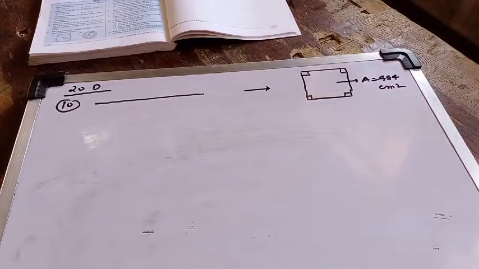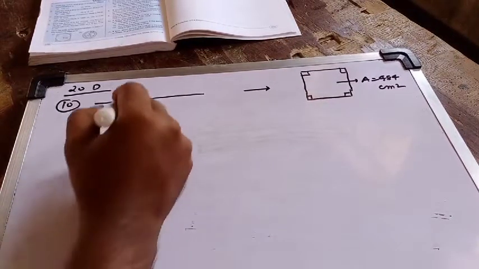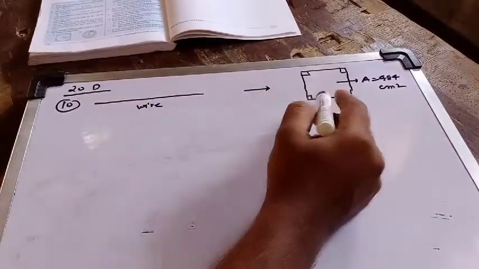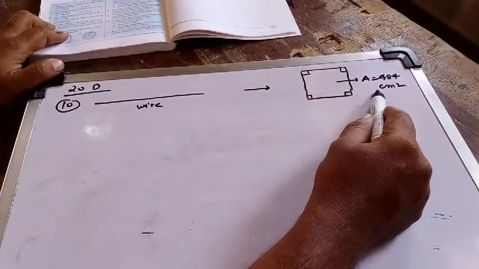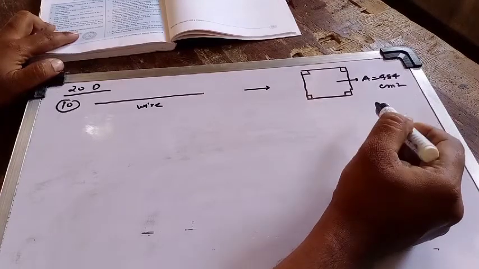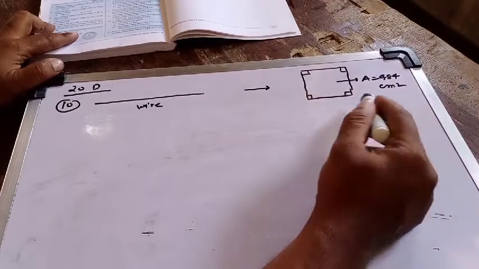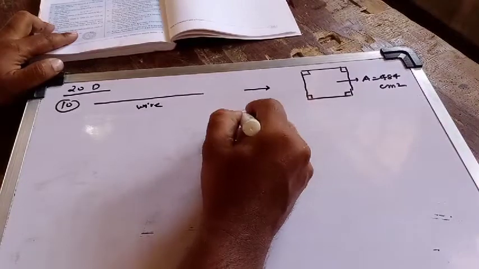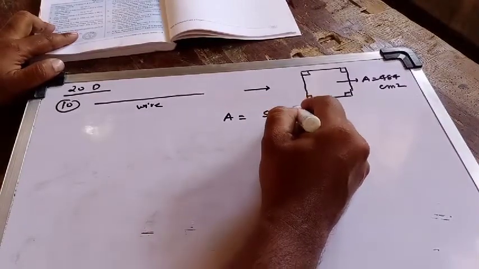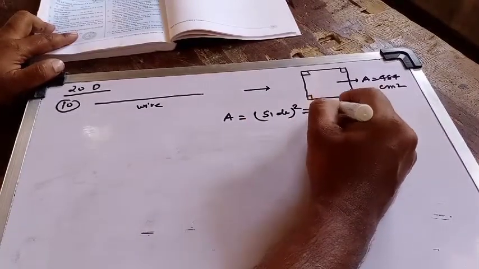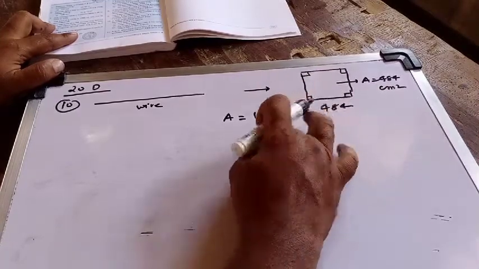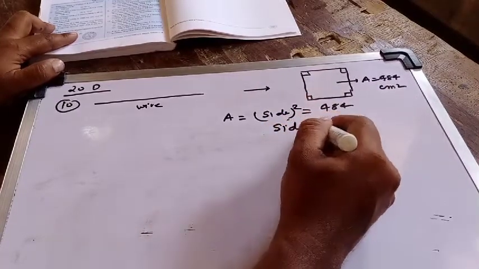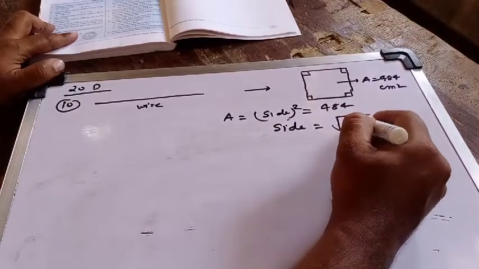Next question is exercise 20D, question number 10. It is talking about a wire which is bent and a square is formed. The square's area is given as 484 centimeter square, and you have to find one side of the square. So area of a square is what? Side square. Side square is equal to 484. So if you have to find the side, side will be root over 484.